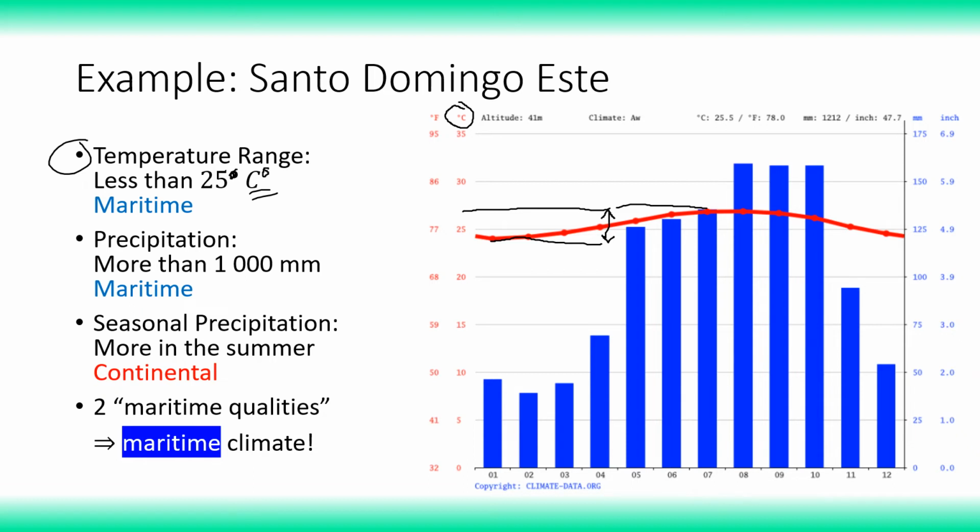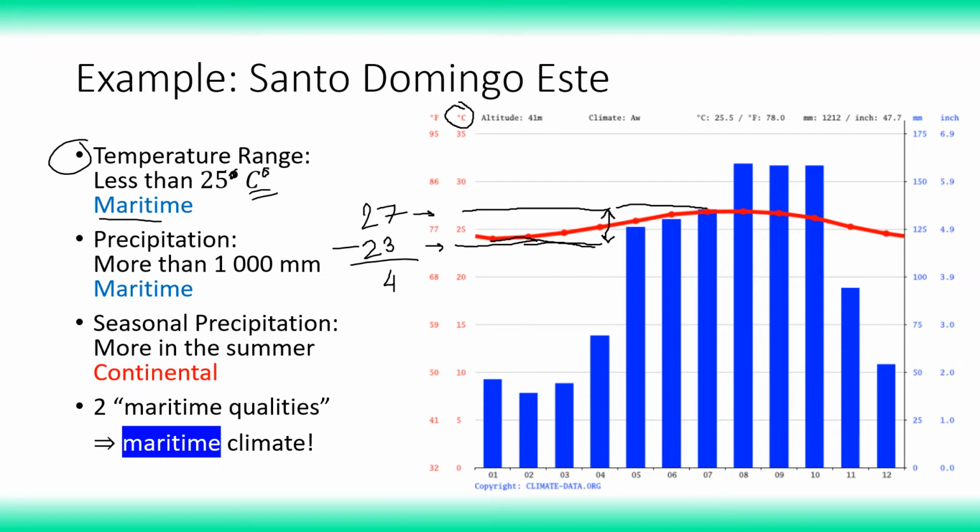But anyway, if we drag over the other line and it goes to about here, then just by eyeballing this, you can see that this right here is at about 23 degrees Celsius, and this is at about 27 degrees Celsius. So if this is 23 and this is 27, the difference between these two is just a subtraction. 27 minus 23 is 4 degrees. So that's definitely less than 25 degrees. So that's a maritime quality, you could say.